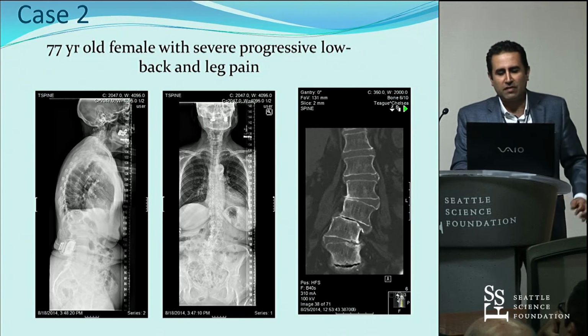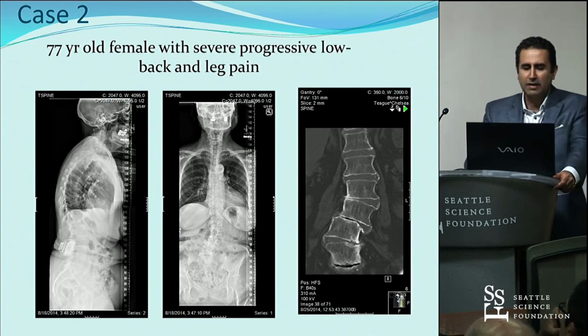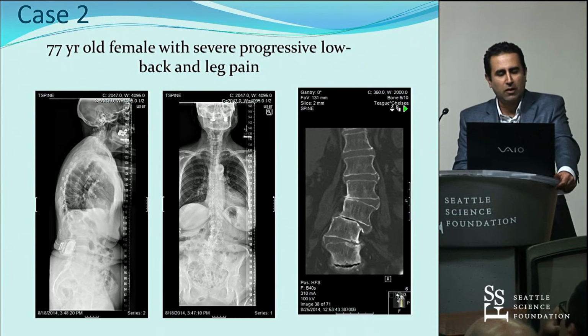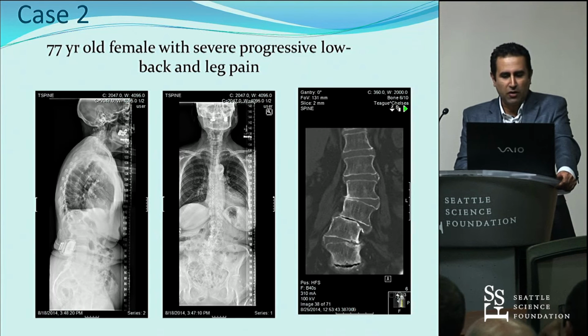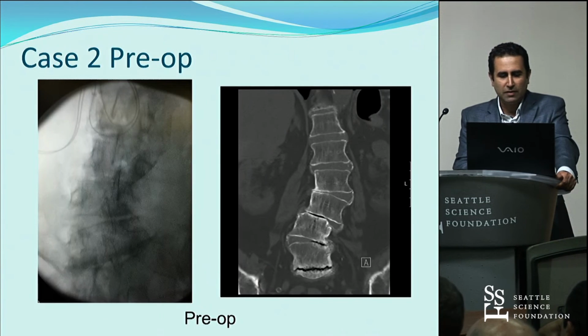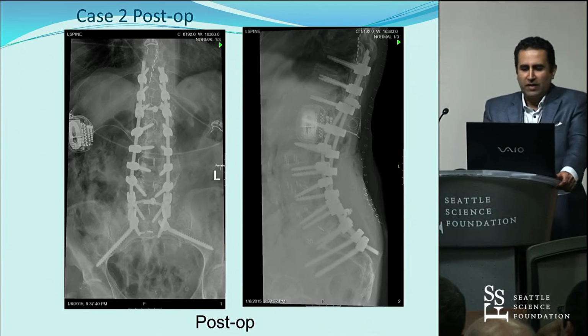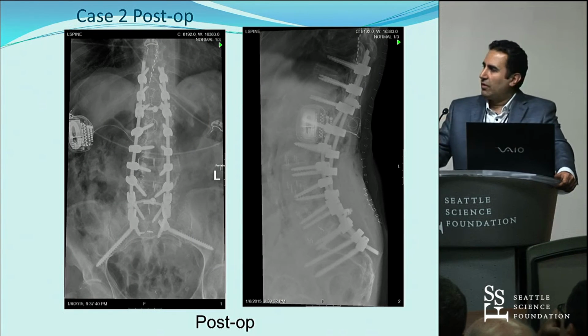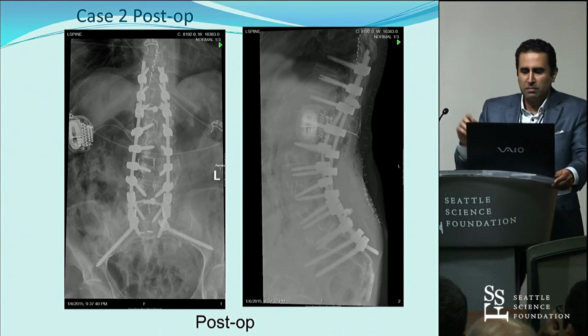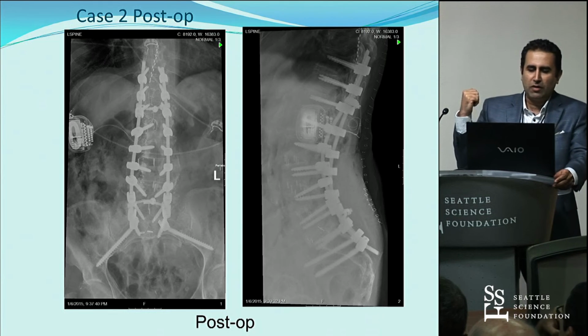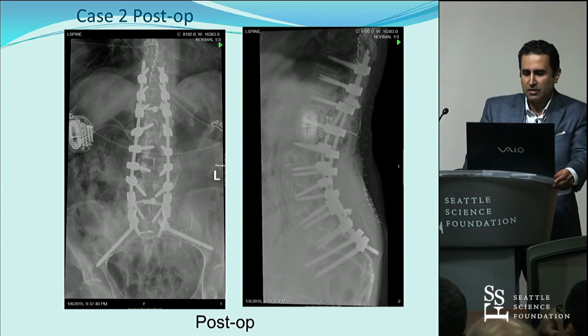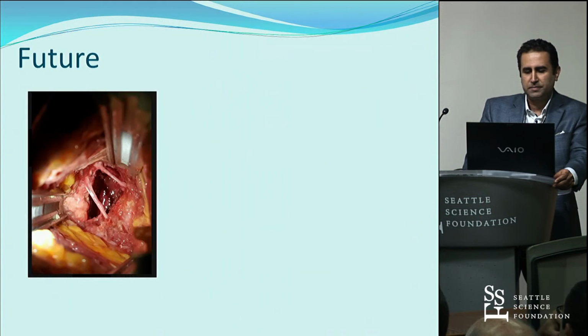This is another one, 77-year-old female, coronal imbalance, spinal cord stimulator, which wasn't helping her. Clearly, she has some positive sagittal balance as well, preoperatively. And multi-level lateral instrumentation placement with posterior fixation and compression corrects all of those parameters.